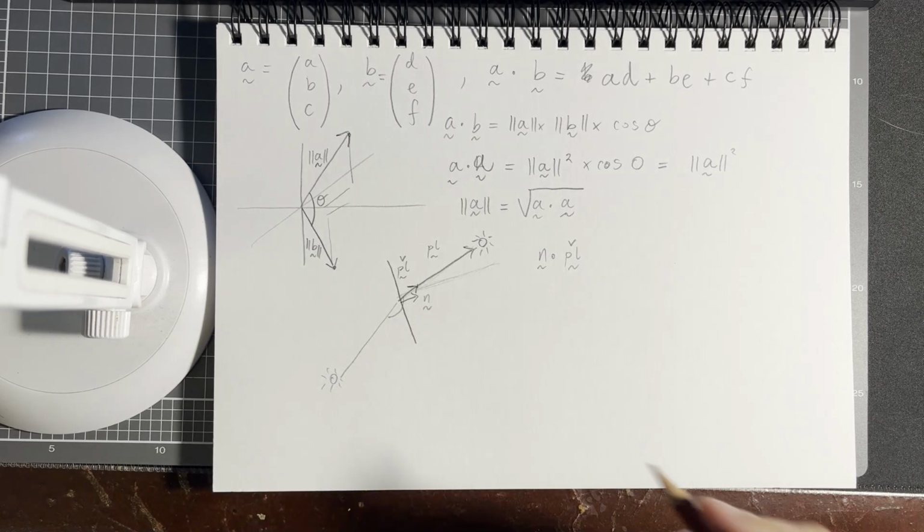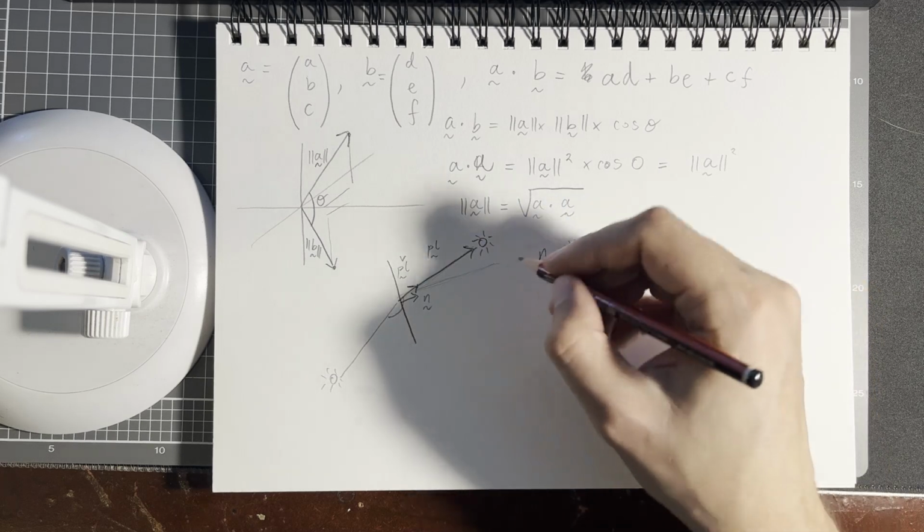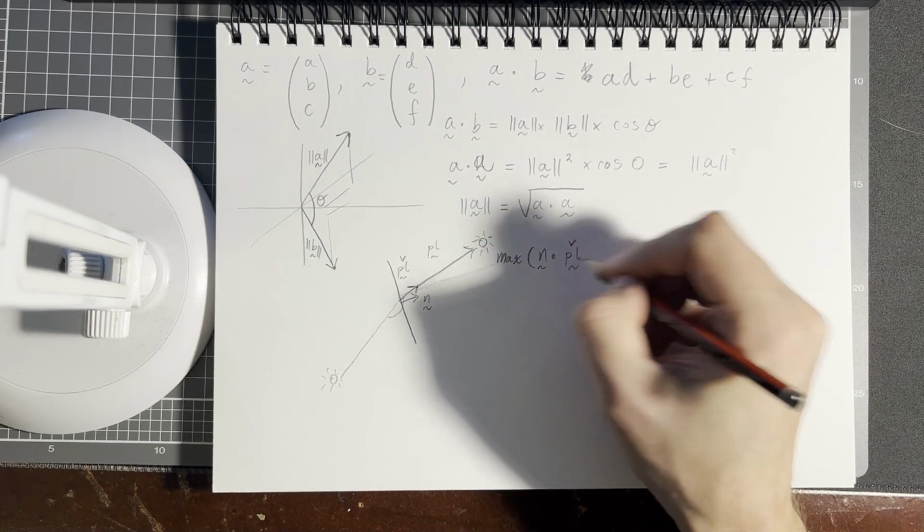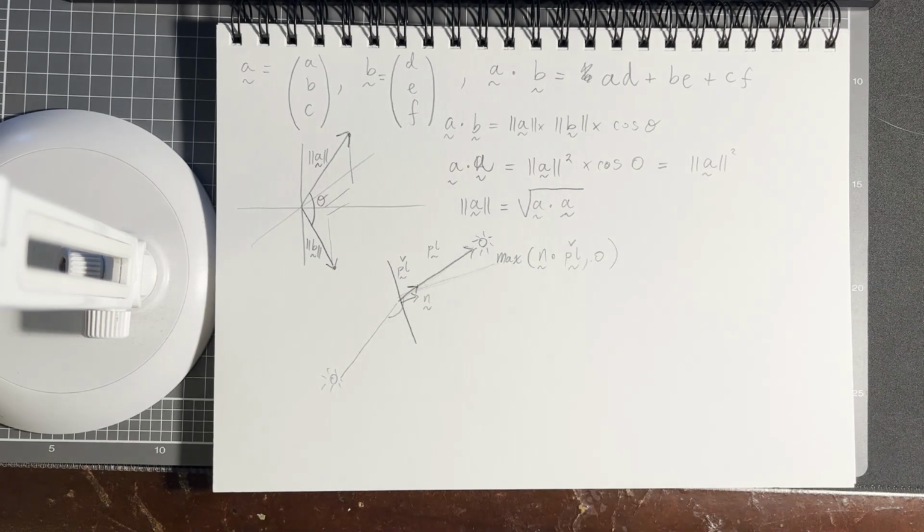So you sort of cap it at 0. So we say, take that dot product and 0, whichever is larger, and that's your lighting coefficient. That's one example. Here's another example.